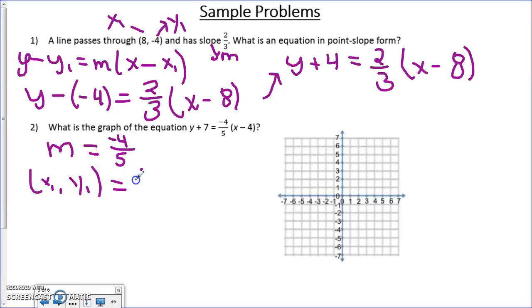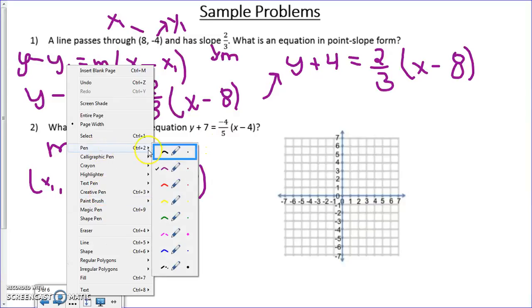I know that x1 is next to the x. Now be careful. Minus 4 is in the equation for point-slope form. So actually your x1 is just positive 4. We'll talk more about this tomorrow. Your y1 would look like minus negative 7, like we have up in number 1. So your y1 is negative 7. When you're trying to figure out the point from point-slope form, just take the opposite of whatever is there. So you see how this really looks like negative 4? x1 is positive 4, the opposite of that. And this looks like positive 7, so y1 is negative 7.